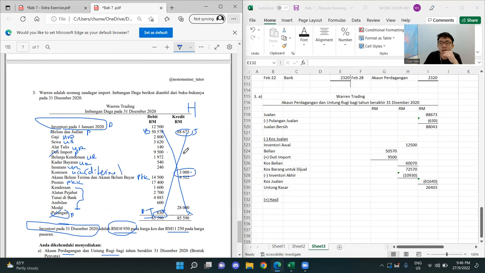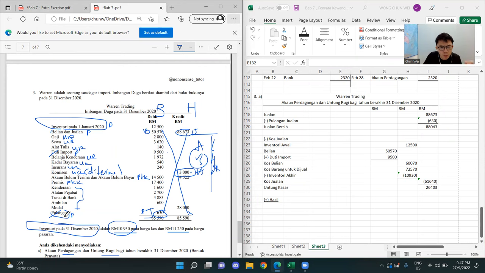Because it is in the credit side. Why? Because the belanja will be in the debit side, manakala the hasil is always in the credit side. And hence from here, I just focus on my credit side, because credit side only got a few. So you don't need to go through here one by one.